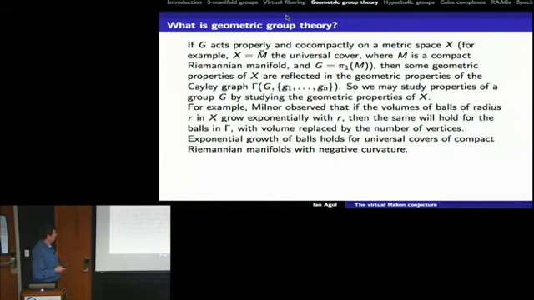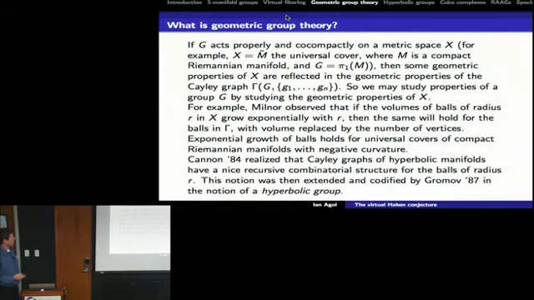This holds, for example, in the universal covers of compact Riemannian manifolds with negative curvature, like compact hyperbolic surfaces or hyperbolic n-manifolds, or other sorts of negatively curved spaces like complex hyperbolic or quaternionic hyperbolic, or whatever flavor you like. Now, around 84, Cannon realized that the Cayley graphs of these hyperbolic manifolds not only have exponential growth, but he found a nice recursive combinatorial structure for describing the balls of radius R, which was eventually encoded in the language of automatic groups.